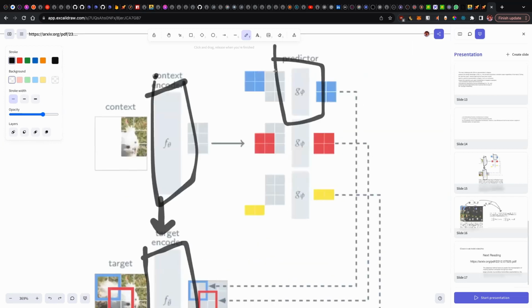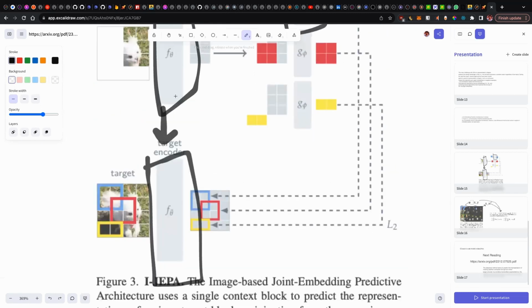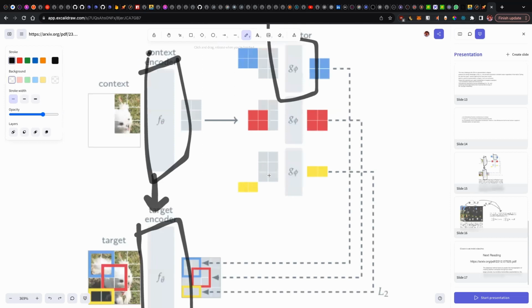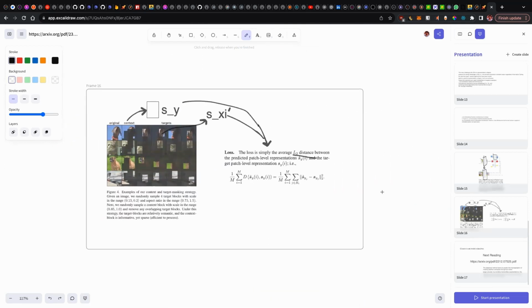And what they say over here is the weights of the target encoder are updated at every iteration, which means every batch, I'm guessing. And it is just an exponential moving average of the weight updates that they get on this model. I hope I was somehow able to explain this aspect.